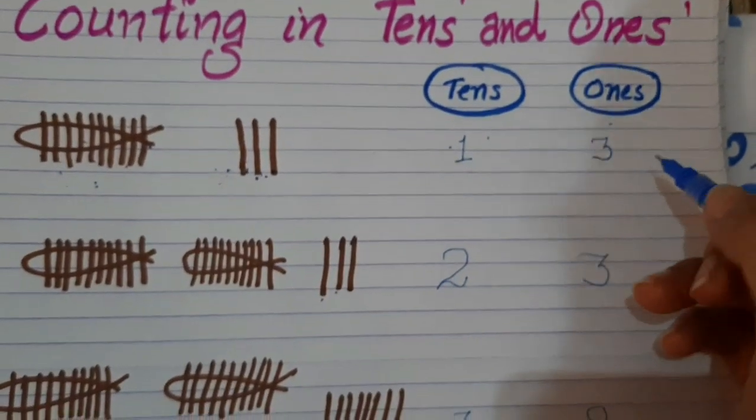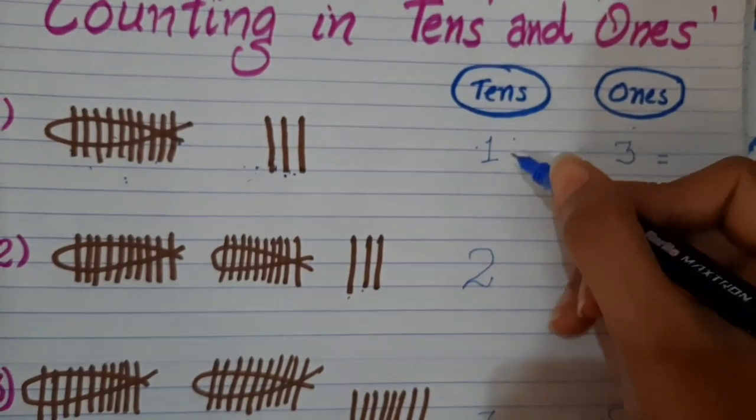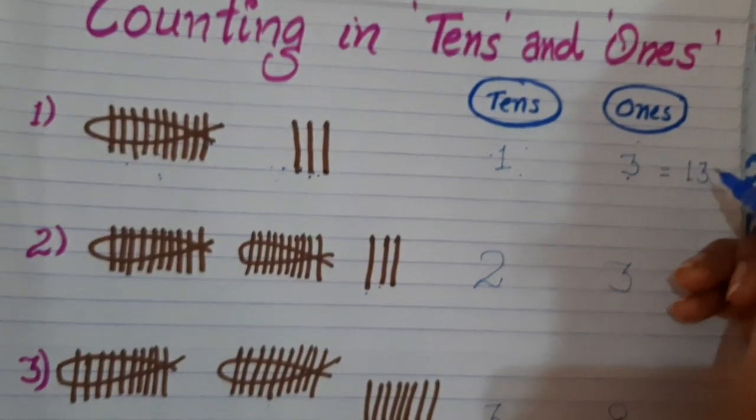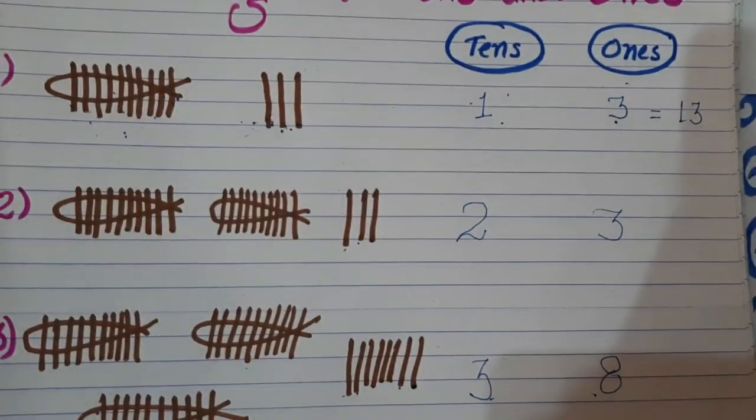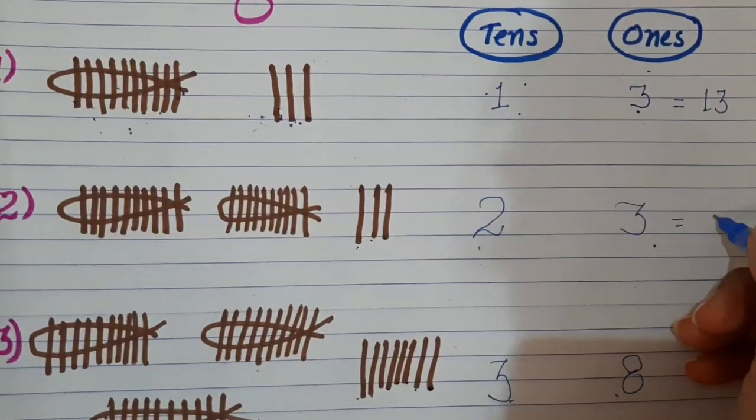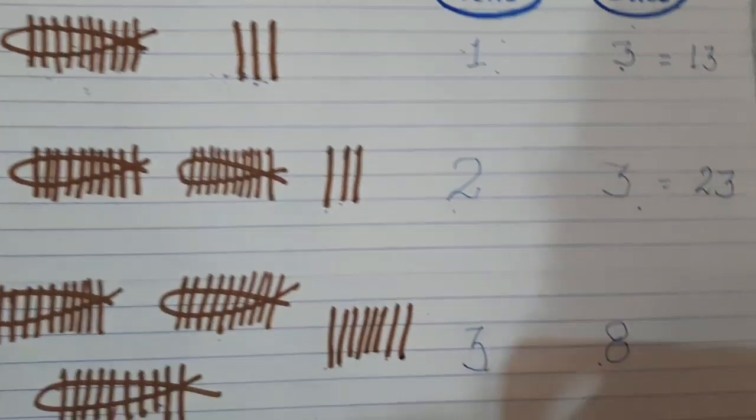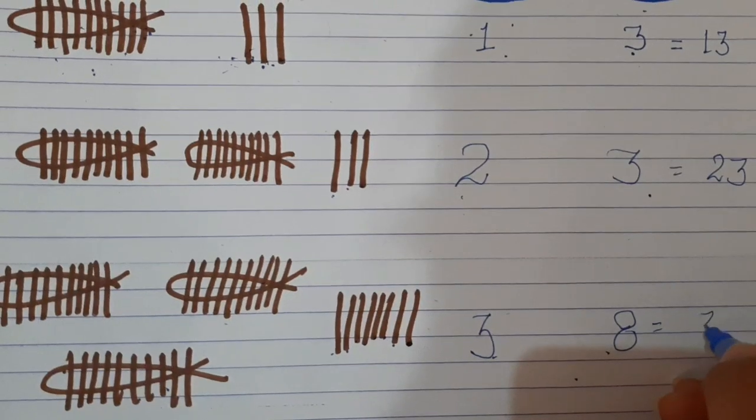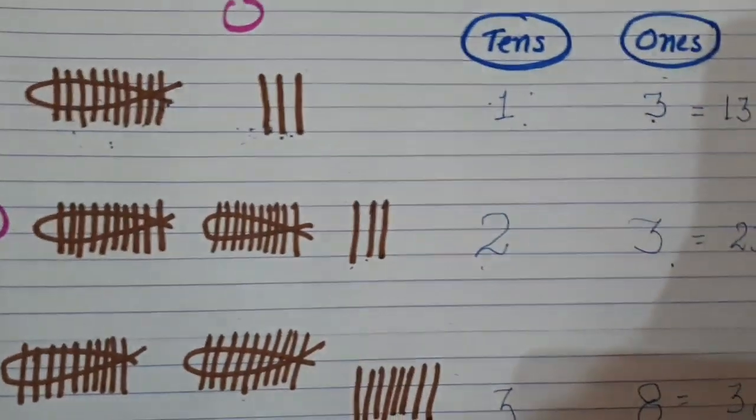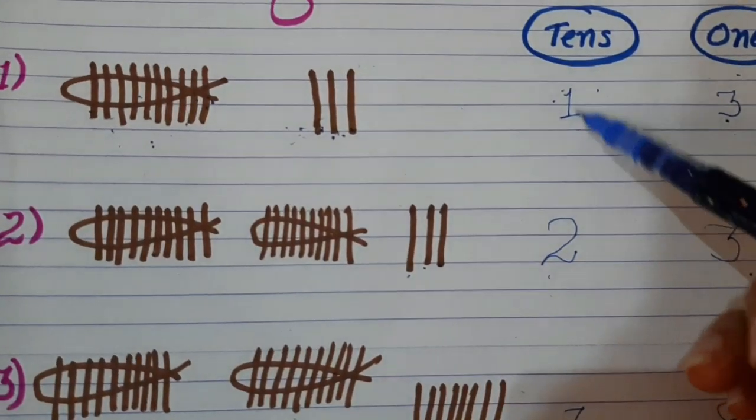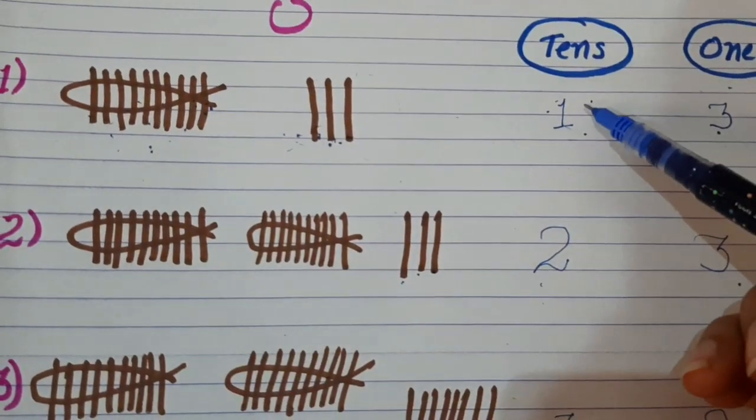Let me write it again. 1 and 3 is known as 13. 2 and 3 is called 23. 3 and 8 is known as 38. Now it is clear to you that if there is 1 bundle, it means there is 10.